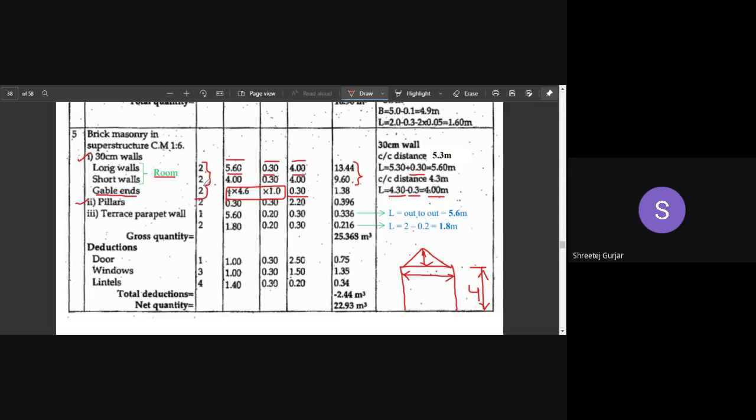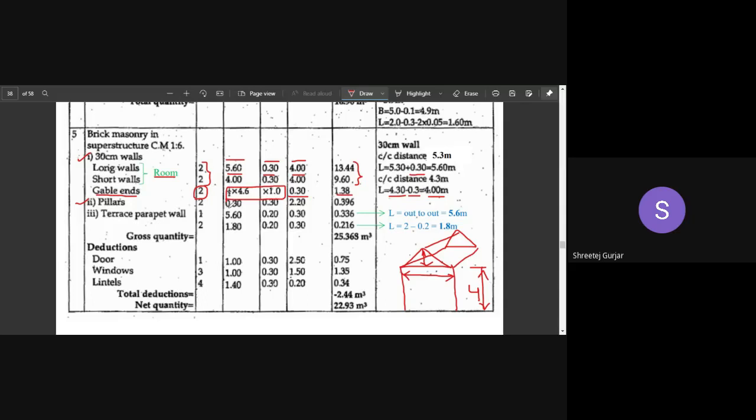And why is this 2 in number? Because this is at one side, and at the other side also there will be one more gable end. So this is your room, and this is your roof. This is 1 and this is 2. So 2 in number. So you get the brickwork which is required in the gable. I hope this gable is clear.